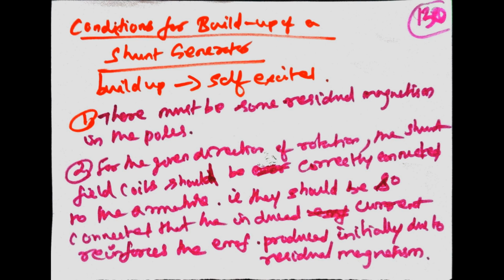Conditions for build-up of a shunt generator. To build up as a self-exciter, there must be some residual magnetism in the poles. For the given direction of rotation, the shunt field coil should be correctly connected to the armature. That is, they should be so connected that the induced current reinforces the EMF produced initially due to residual magnetism.